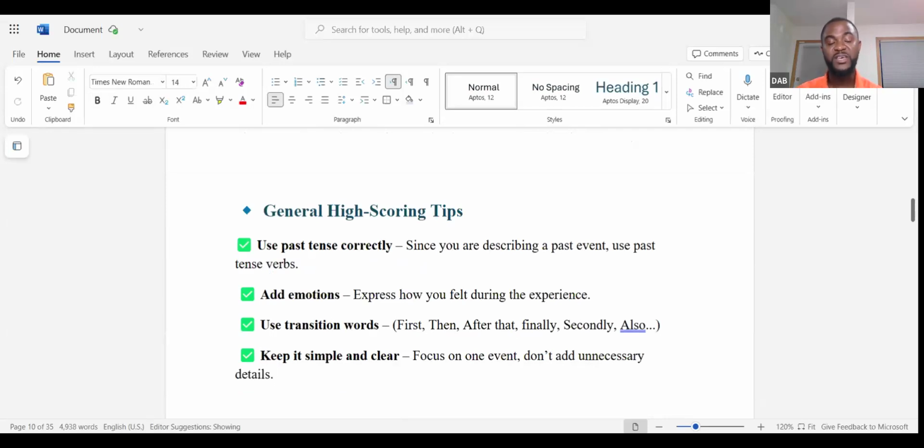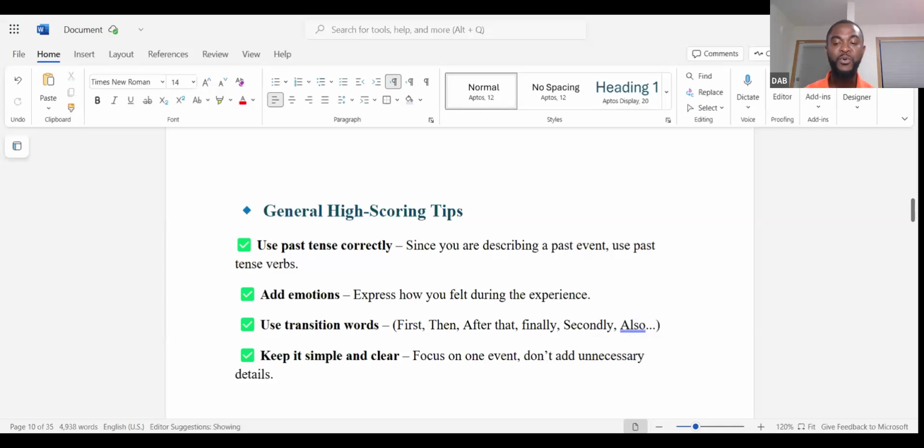All these are emotions that you can express when you are describing a past experience. Then the use of transition words cuts across all the speaking. First, then, after that, finally, secondly, also, moreover, therefore, furthermore, all these are called transitional words.